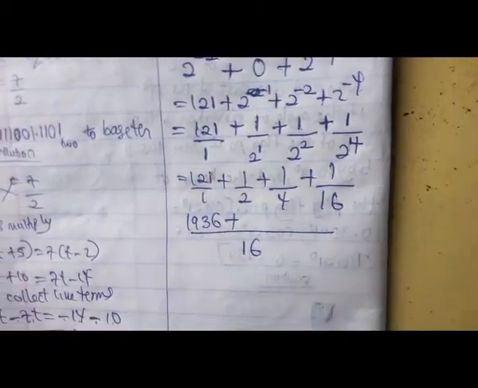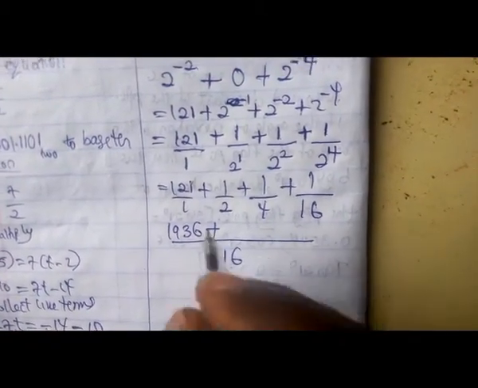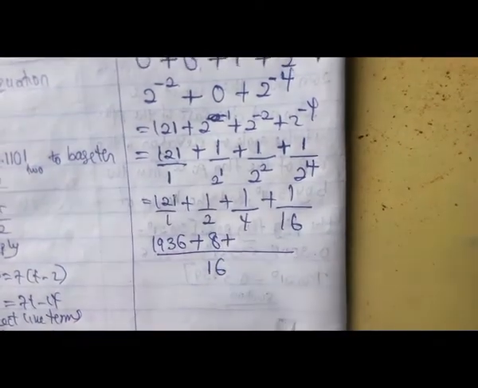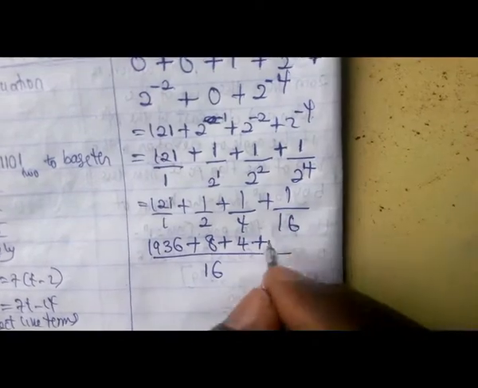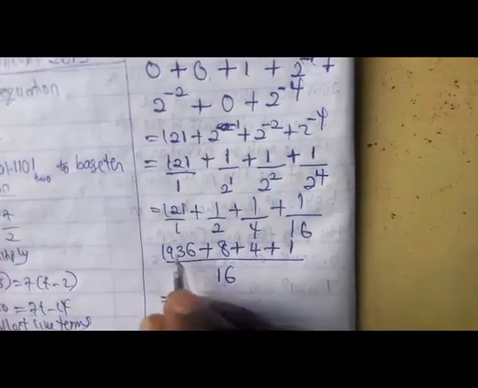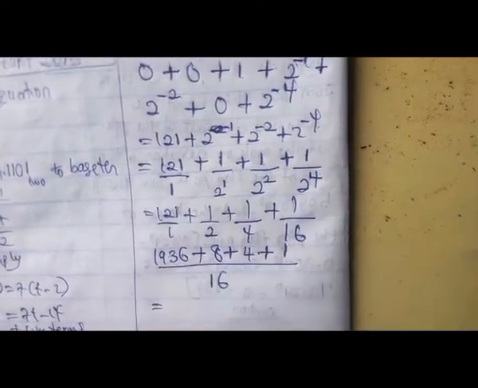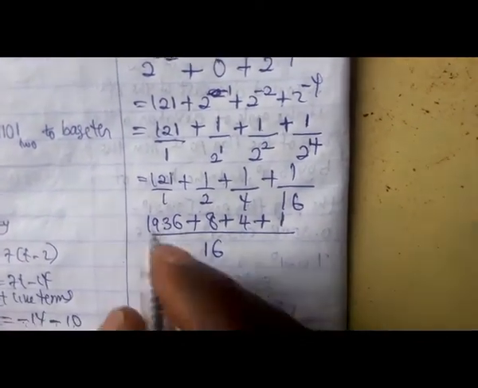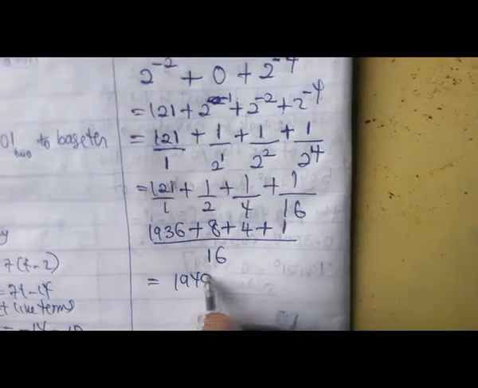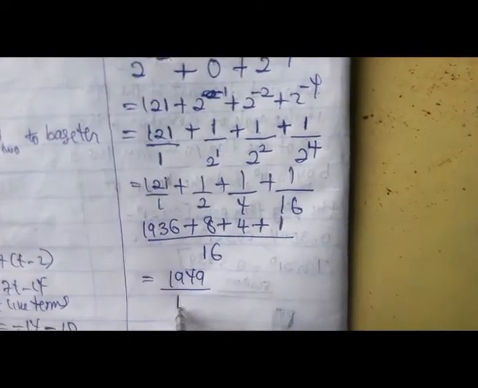16 divided by 2 is 8. 8 times 1 is 8. 16 divided by 4 is 4. 4 times 1 is 4. 16 divided by 16 is 1. 1 times 1 is 1. So when you add it together, 1936 plus 8 plus 4 plus 1 will give us 1949 divided by 16.